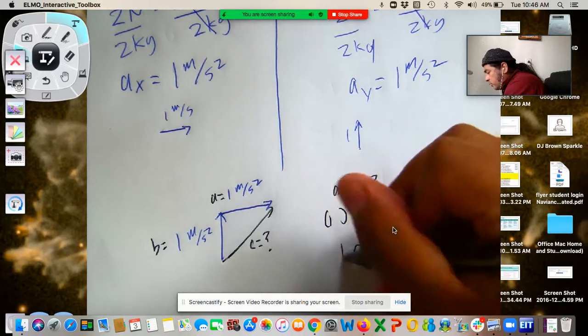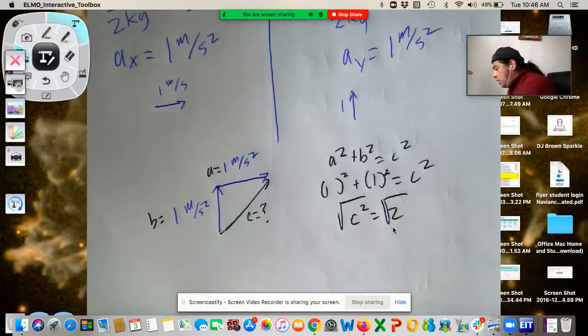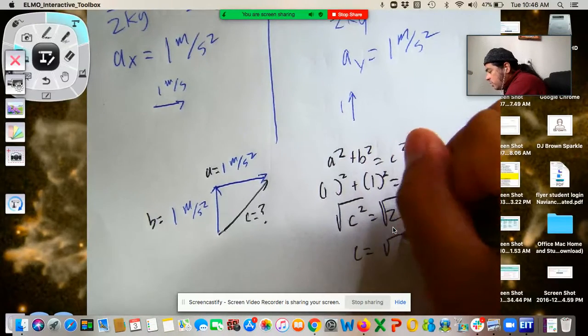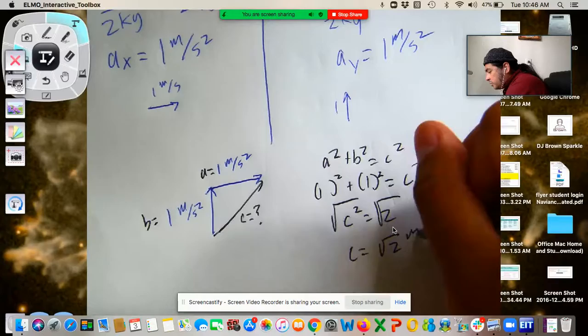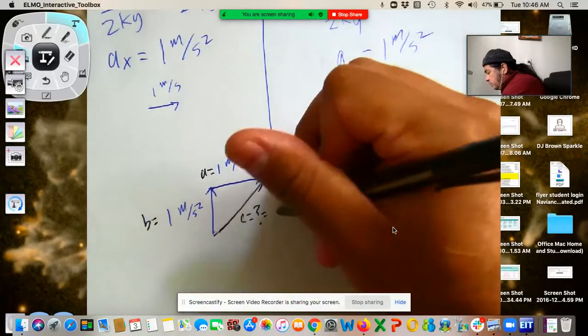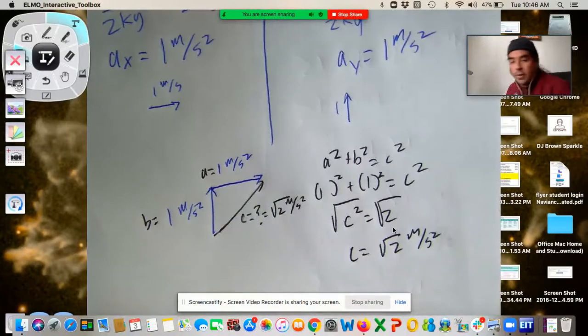And then we're going to square root both sides. We want to get rid of that square, so we try the opposite. We're looking for c, and here what we get now is c is equal to the root of 2. And you can put that, and it should be meters per second squared. And that's what we found. Now it'll give us a decimal if you put that into a calculator, and that's good.